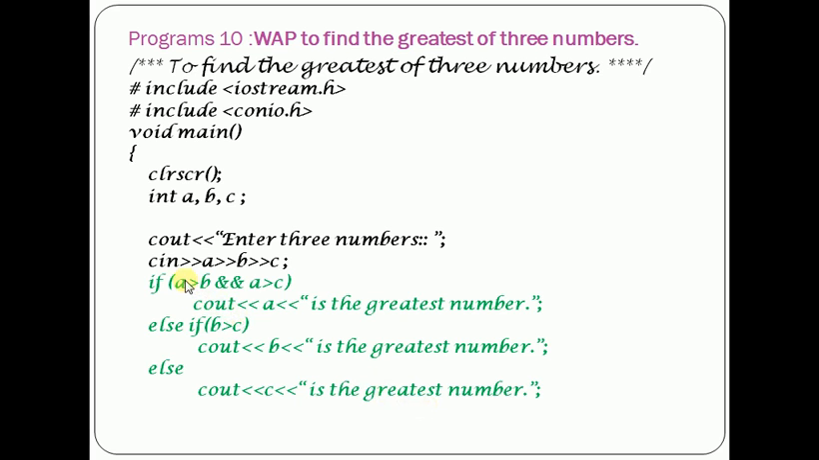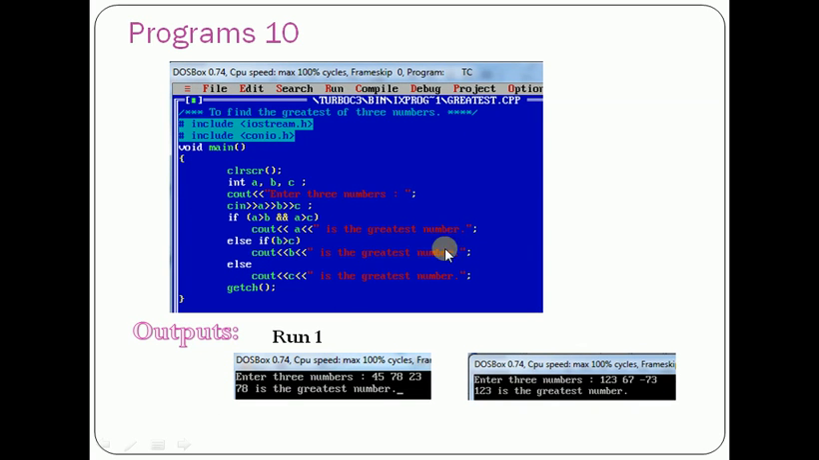So here I have used this if ladder form. That means to the else part we are adding another if. Like that you can add any number. Here there are only 3 numbers, so with this code I will get the answer. Let me execute the program. It's already executed and the outputs are shown here.